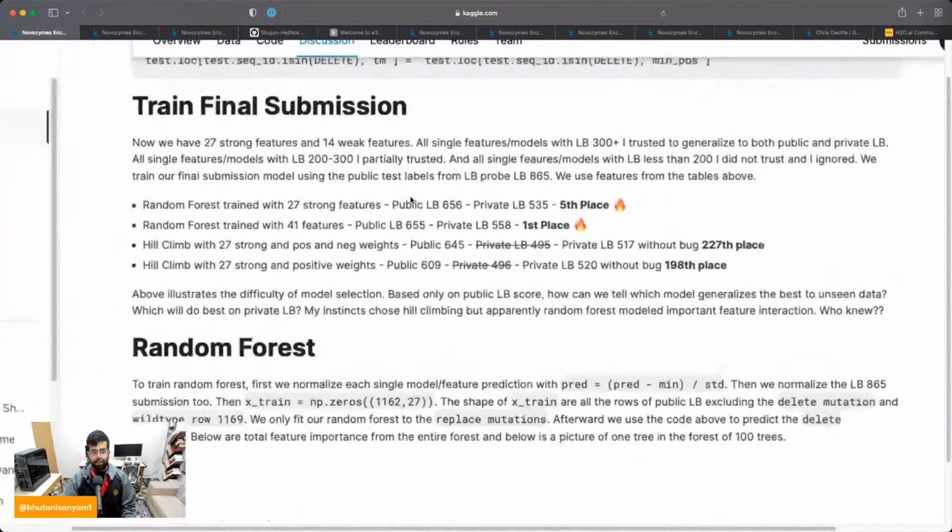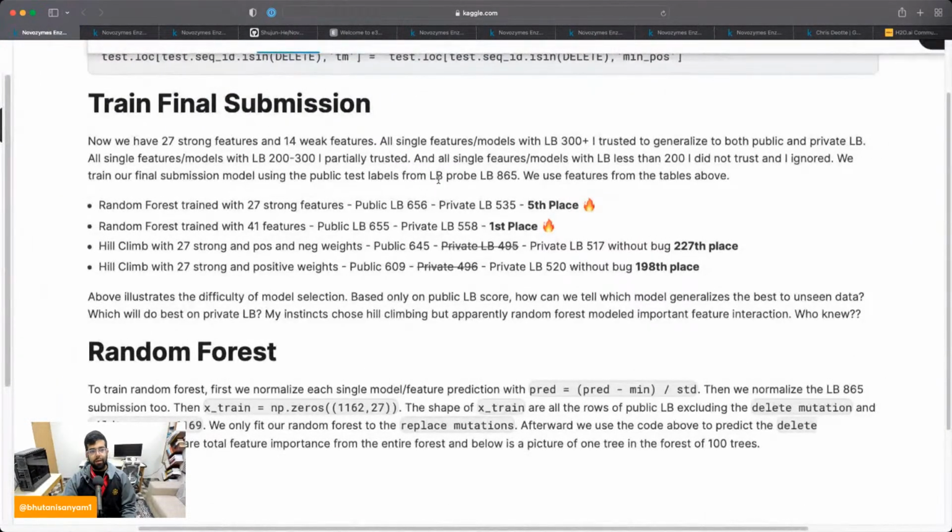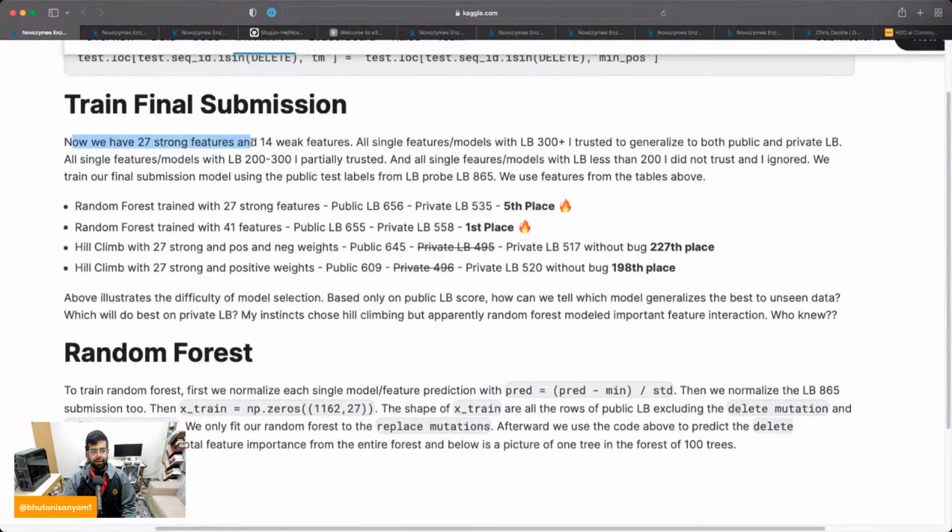And then his final submission was, he had 27 strong features and 14 weak features, all single with LB 300 plus. So one was random forest trained with 27 strong features. The other one was random forest trained with 41 features, which would have been the first place. Hill climb with 27 strong and positive negative weights. He ended up 517, but without a bug, he would have been 227. And then hill climb, his other submission would have finished 198.